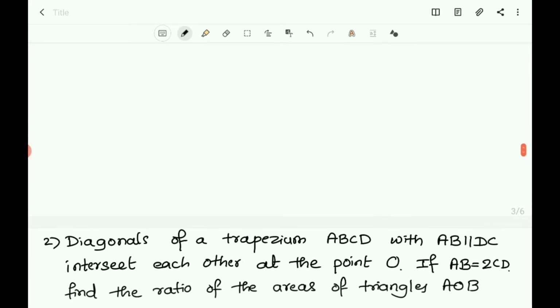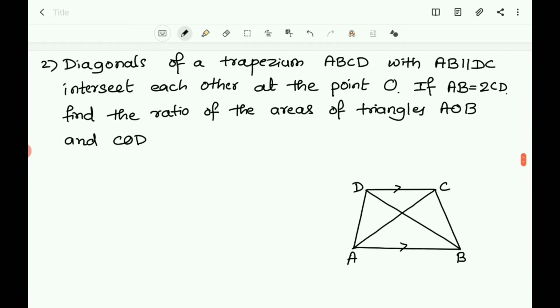Then you come to the next question. Diagonals of a trapezium ABCD with AB parallel to DC intersect each other at the point O. If AB is equal to 2CD, find the ratio of the areas of triangles AOB and triangle COD. Here ABCD is a trapezium. AC and BD are the diagonals intersecting at O. AC and DB are the diagonals of the trapezium ABCD, and also it is given that AB is parallel to DC.